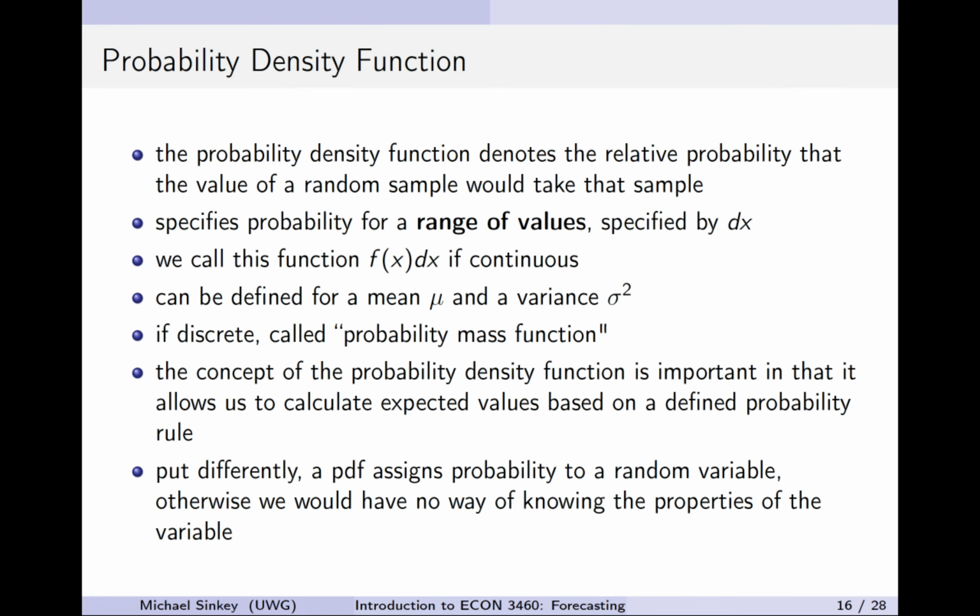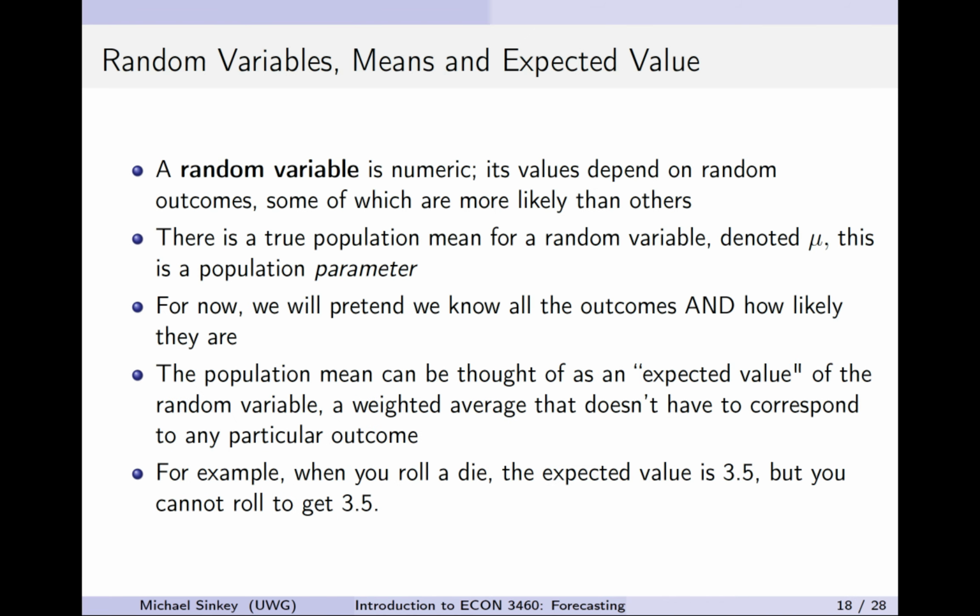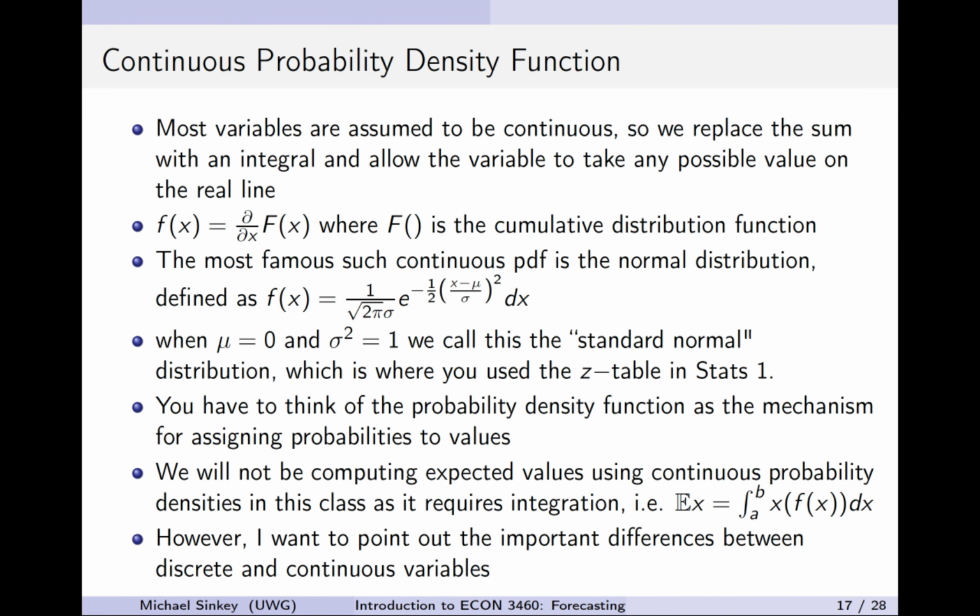0.7 is going to be the PDF associated with 2. Okay, and so those are different things. So with a continuous probability density function, we think of the probability density function as being the derivative of the cumulative density function. And the most famous one is associated with the normal distribution.